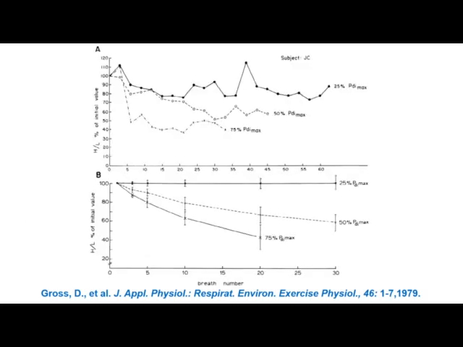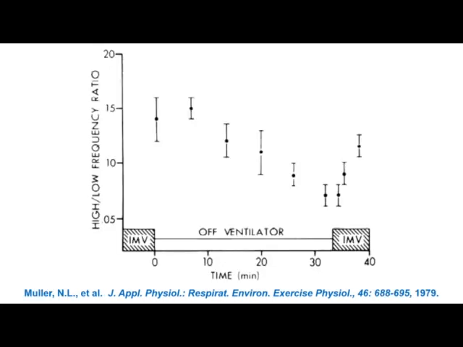If one was breathing at 25% of the max PDI, we know that fatigue will not occur, and you can see the high-low ratio did not fall. 50% is just above the threshold, and you can see that with time that did fall, and 75% is well above the threshold, so that you can see that the high-low frequency ratio fell quickly. So the question now is, do infants fatigue?